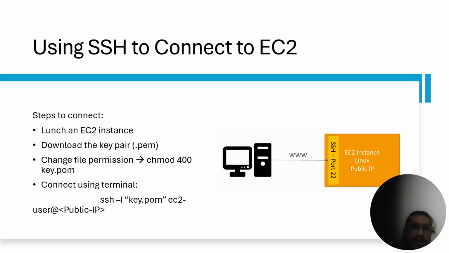Okay, let's see how to use SSH to connect to EC2. There are a few steps that we can apply to connect SSH with EC2. First of all, when launching the EC2 instance, AWS asks you to create or select a key pair. You must download the private key file, usually named something like mykey.pem or security.pem or anything that you like.